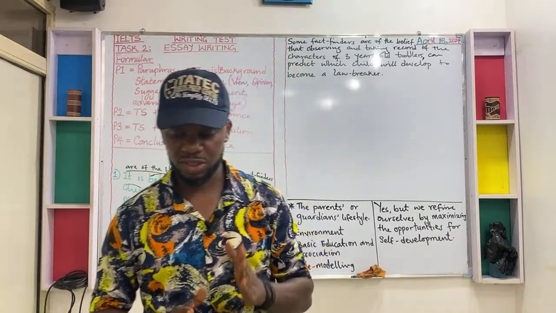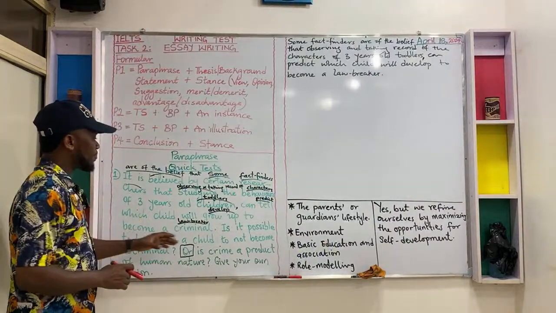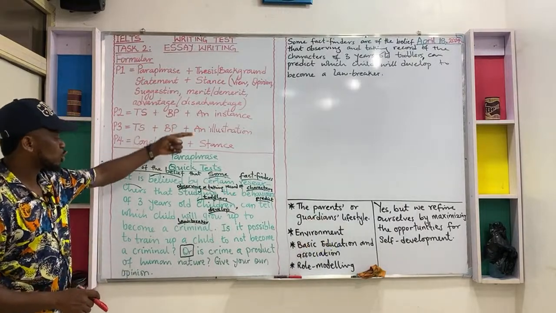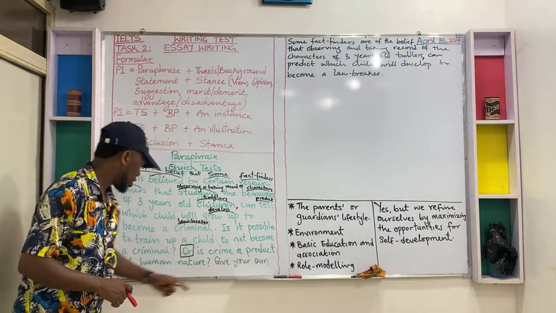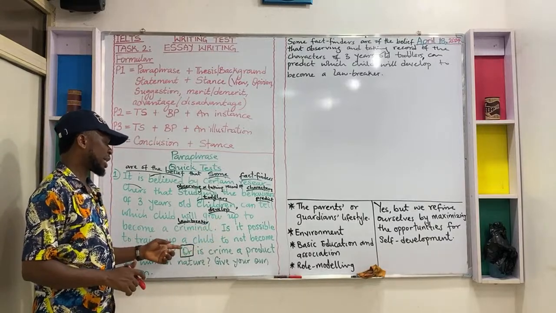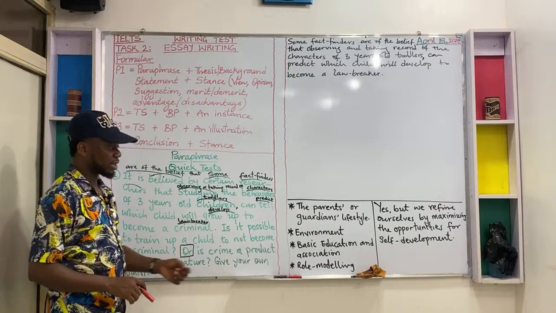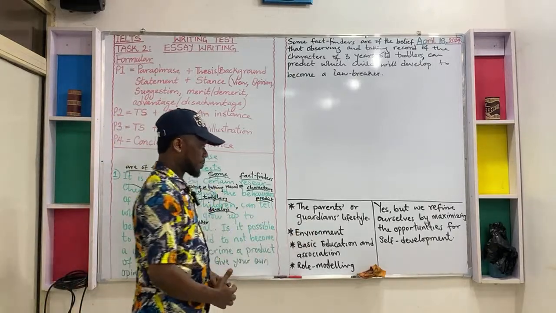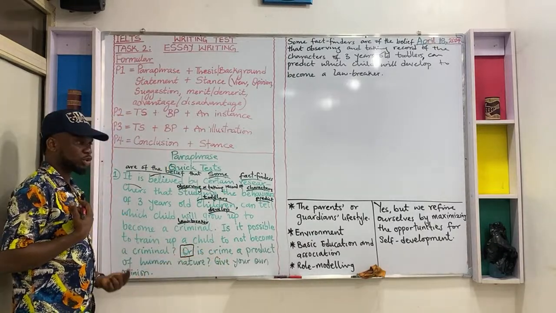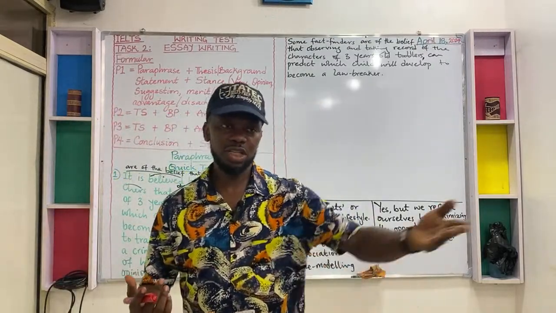Please, I don't know if we are understanding these steps to write an essay. So after planning your points, the next thing to do is give your own opinion. So remember, we have drafted our points to establish that it is possible to train up a child to not become criminal. So we have the points here. Then lastly, we need to give our own opinion. So what is my opinion? What is our opinion? Precious, what is your opinion?